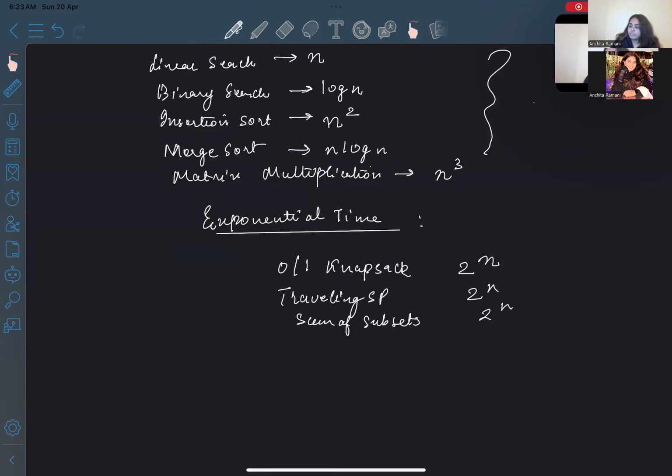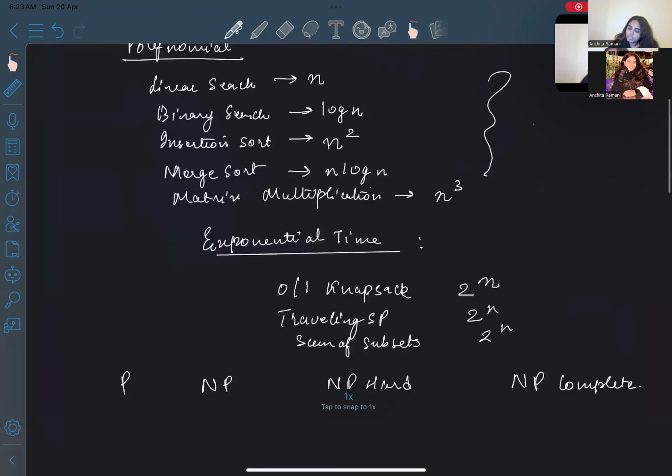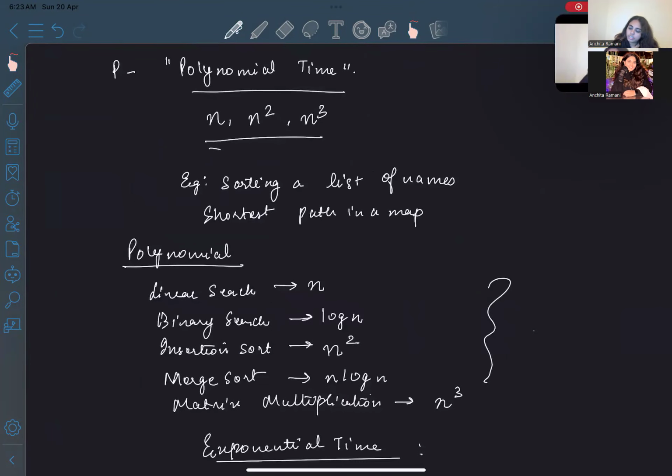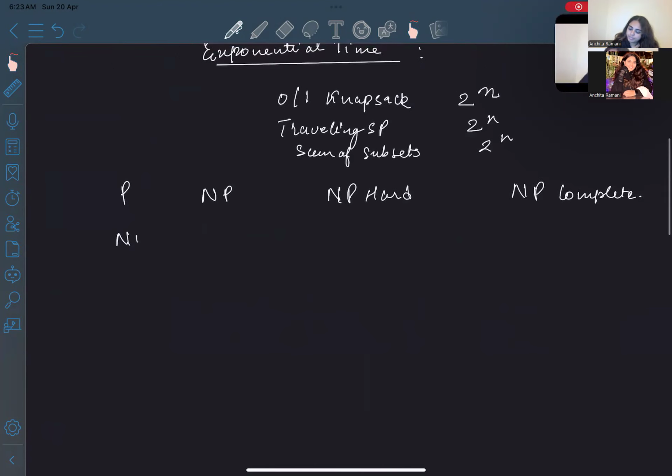Now, today we will be seeing P, NP, NP hard, and NP complete. We have already seen what polynomial is, right? Let's move on to NP. NP is basically a non-deterministic algorithm.